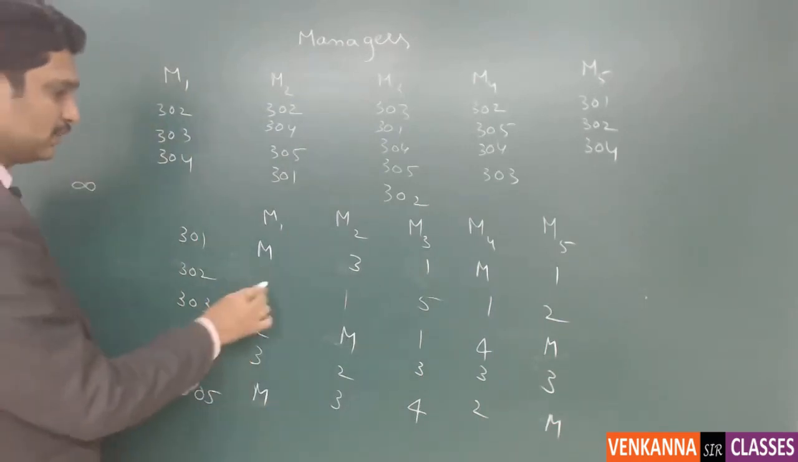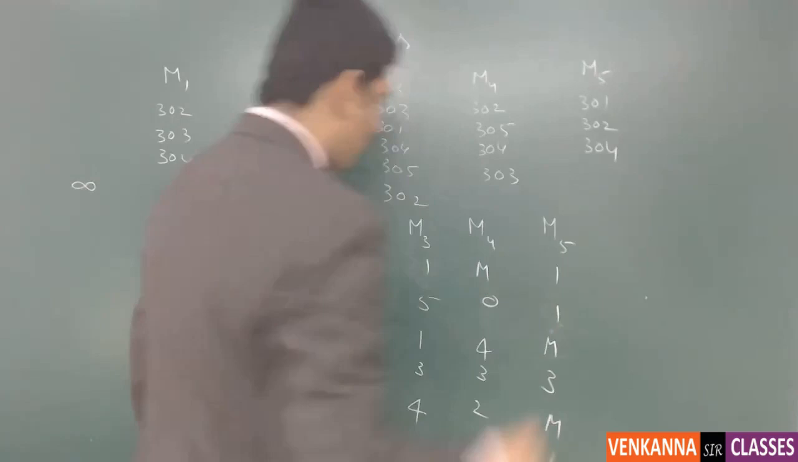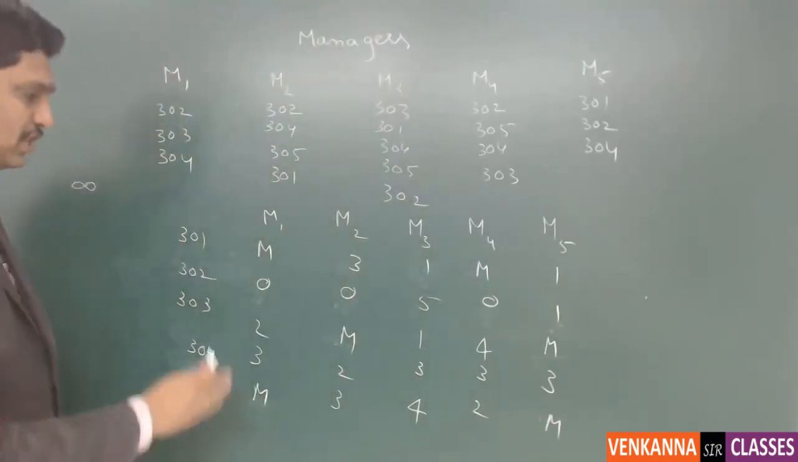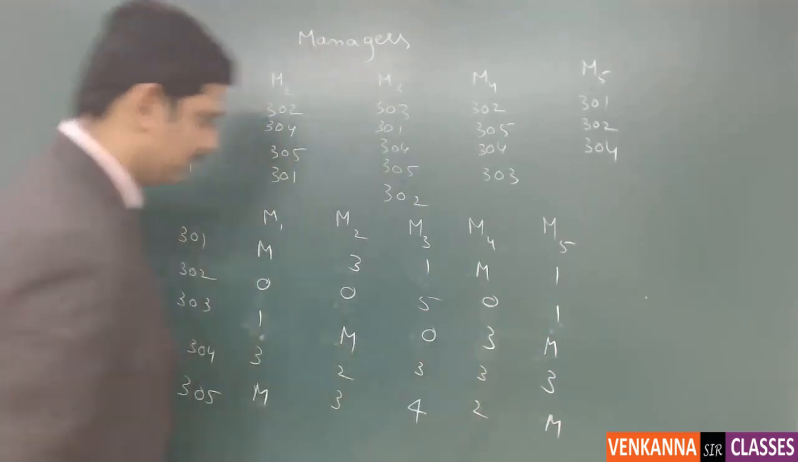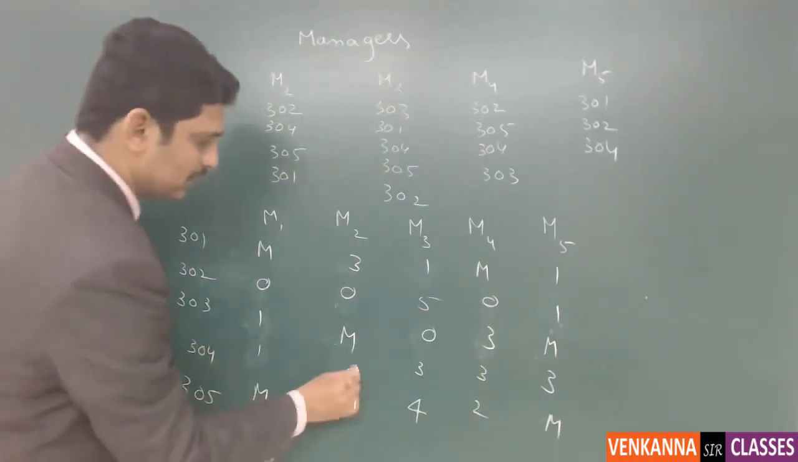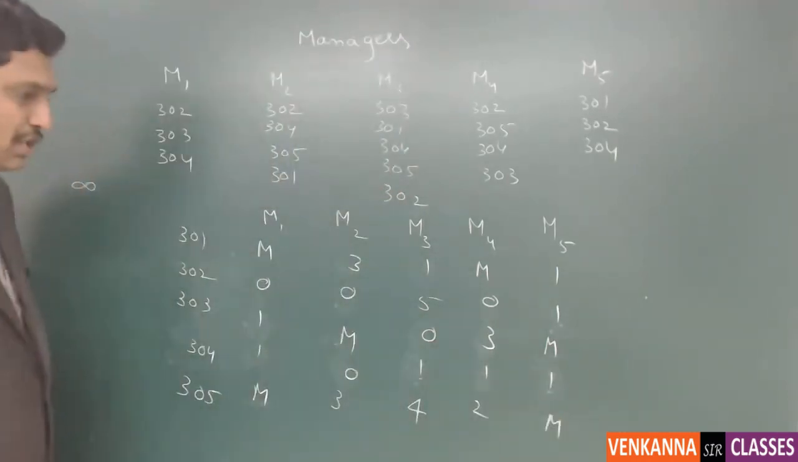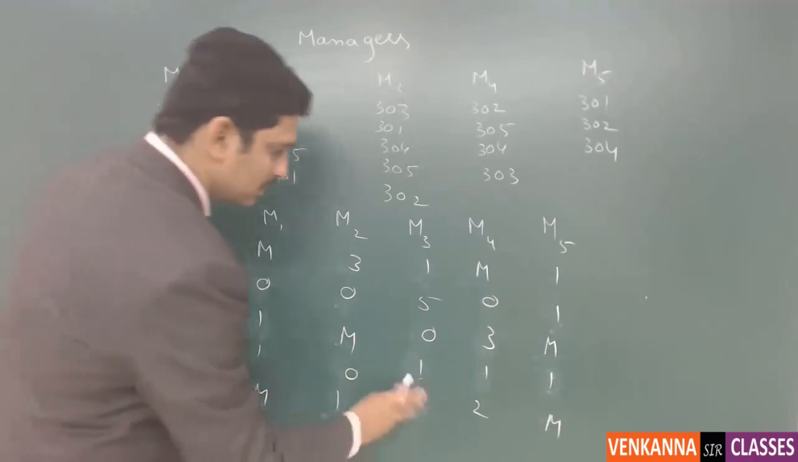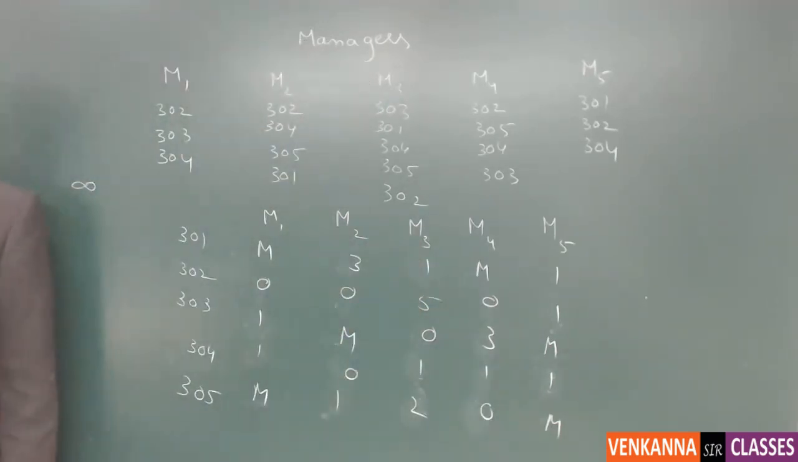The smallest is here. So 0, 0, 0, 1. Again here the smallest is 1. So 1, 0, 3. Here the smallest is 2. So 1, 0, 1, 1, 1. Here the smallest is 2. So it becomes 1, 2, 0. You please check on that.